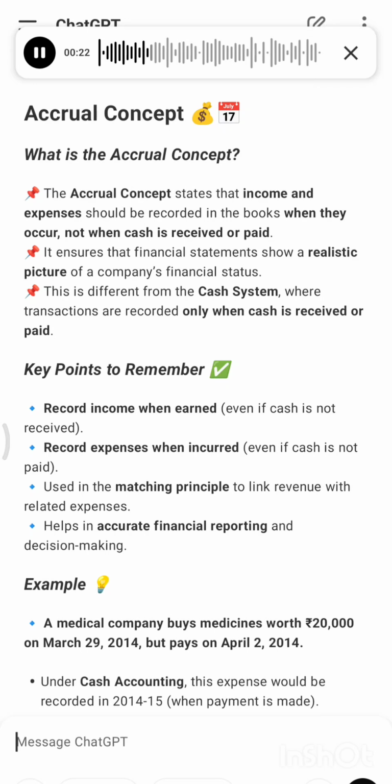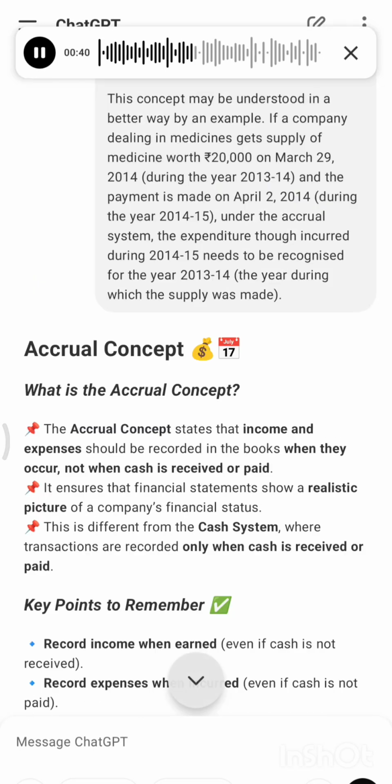Key points to remember. Record income when earned, even if cash is not received. Record expenses when incurred, even if cash is not paid. Used in the matching principle to link revenue with related expenses. Helps in accurate financial reporting and decision-making.